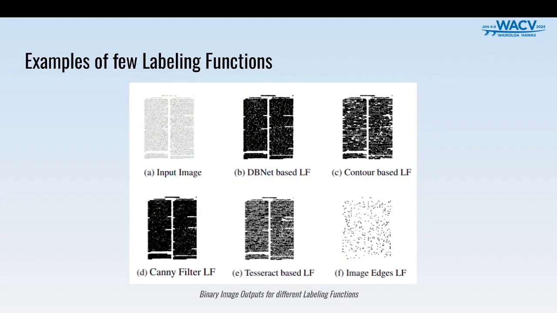Here are examples of a few labeling functions. One thing to note is that a labeling function will fire for a certain pixel only for one class. So these labeling functions trigger at the black regions and they label text. So all the black regions, as you can see in the corresponding binary map, have been labeled text by these labeling functions.